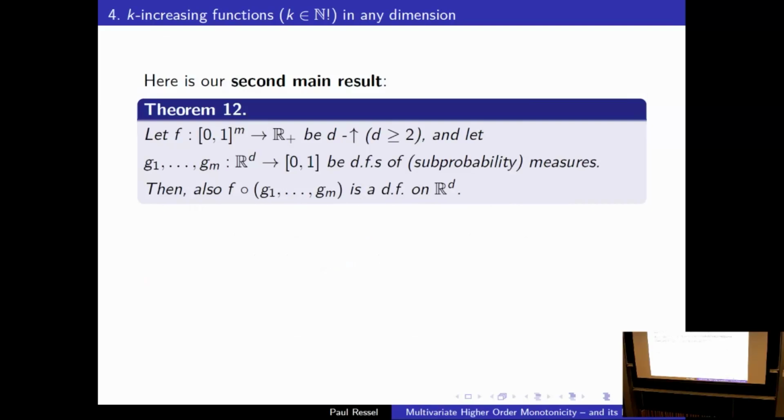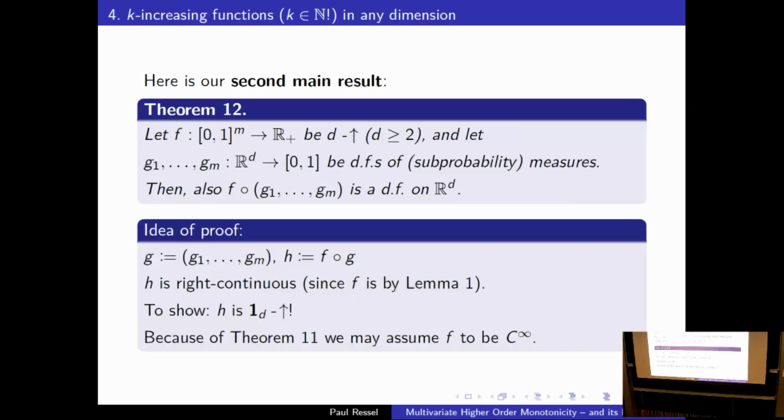And here I can state the second main result. If I have a function f on the m-dimensional cube, it is d-increasing and d is at least 2, and I have g1 up to gm, say on all of R^d, distribution functions, automatically sub-probability measures, then also f composed with g1 up to gm is a distribution function. That's hard to prove, and the reason is this first step, which I only say very shortly what it is.